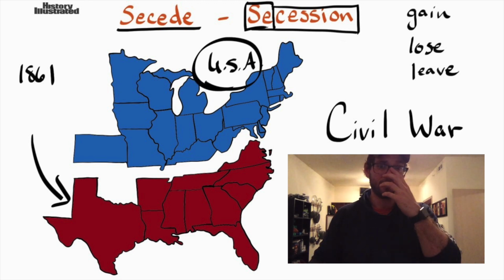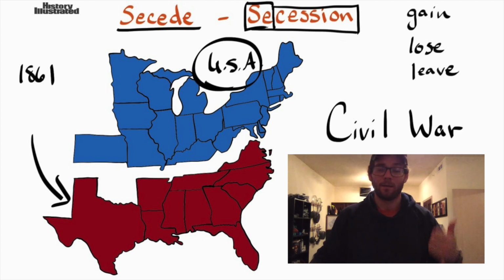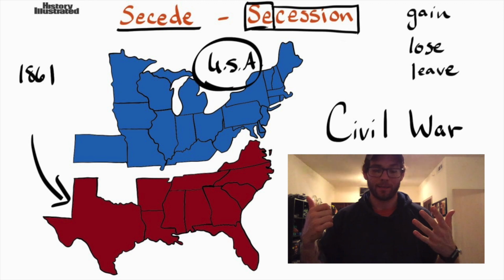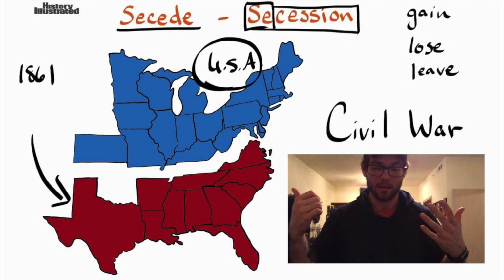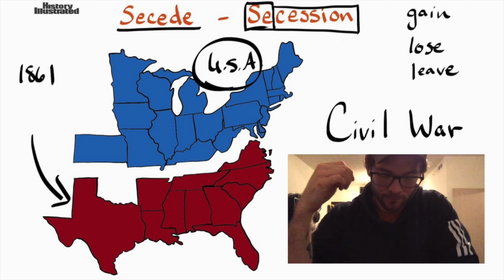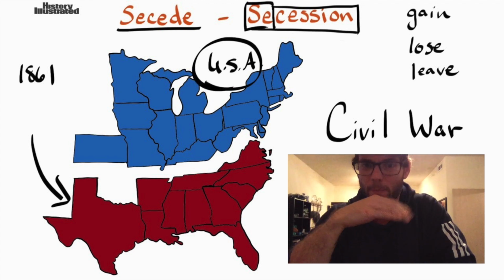look at the first three letters of secession, SEC. So the first 7 states are going to be South Carolina, Mississippi, Texas, Florida, Alabama, Georgia, and Louisiana. They're going to go. Bye-bye.